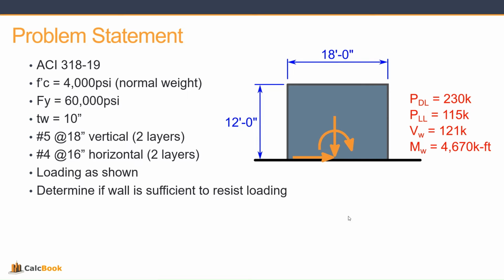The loading is as shown in the diagram to the right there, and we've resolved all of the forces at the base of the wall. So we've got an applied dead load of 230 kips. That does not include the self weight of the wall. We've got a live load of 115 kips. We've got a shear due to wind at 121 kips, and then a moment due to wind at 4,670 kip-feet. The wall is 12 feet high, and it's an 18-foot long shear wall. So the goal for today is going to be checking if this wall is sufficient to resist the loading shown. So let's go ahead and open up CalcBook, and we'll start the design.